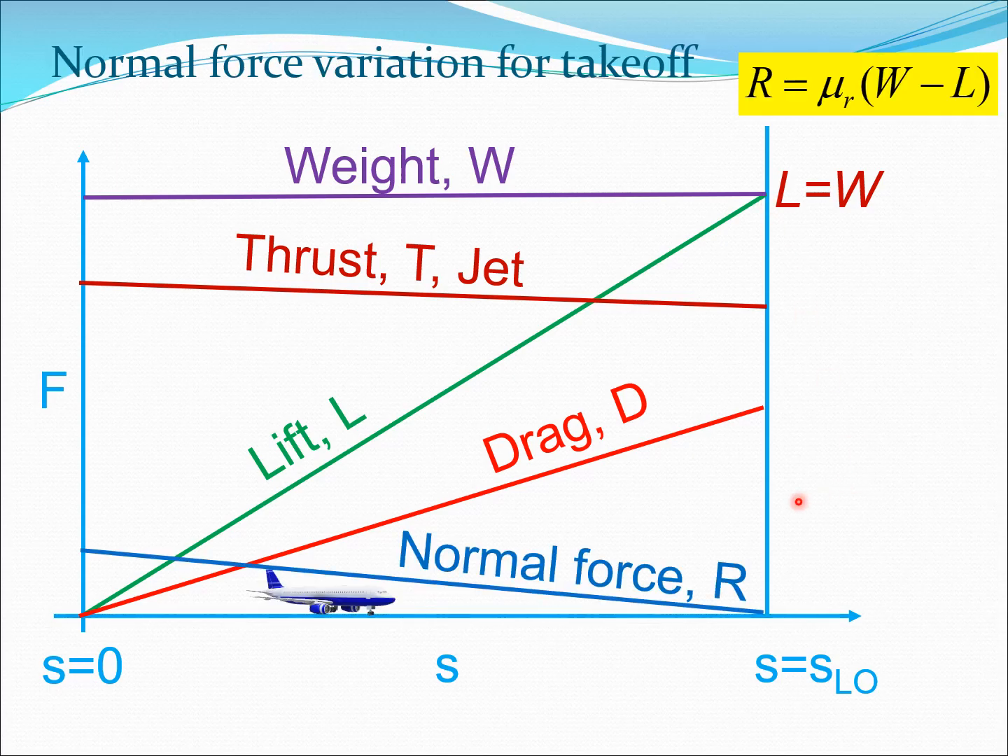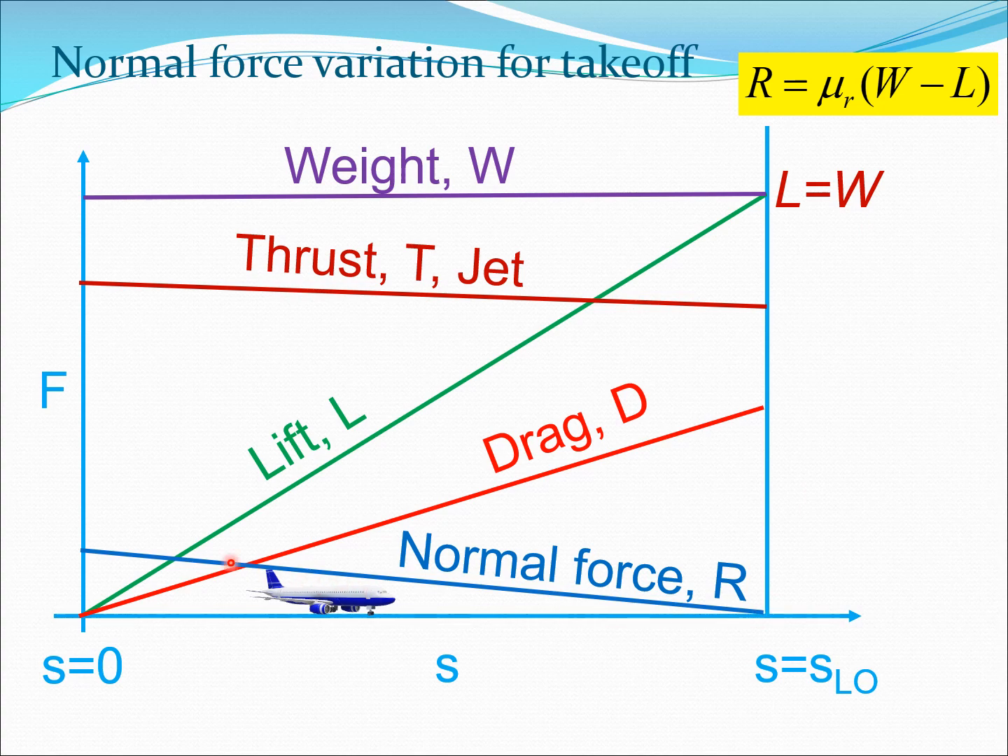Now let's look at the normal force. So do recollect that the normal force is given by mu r (W minus L). So here you can see that when you start, L is going to be equal to 0, and therefore this is going to be simply mu r into W. So that's the value where you start the normal force, and then the normal force keeps decreasing, and at the point of liftoff weight becomes equal to L, so R is going to become 0.